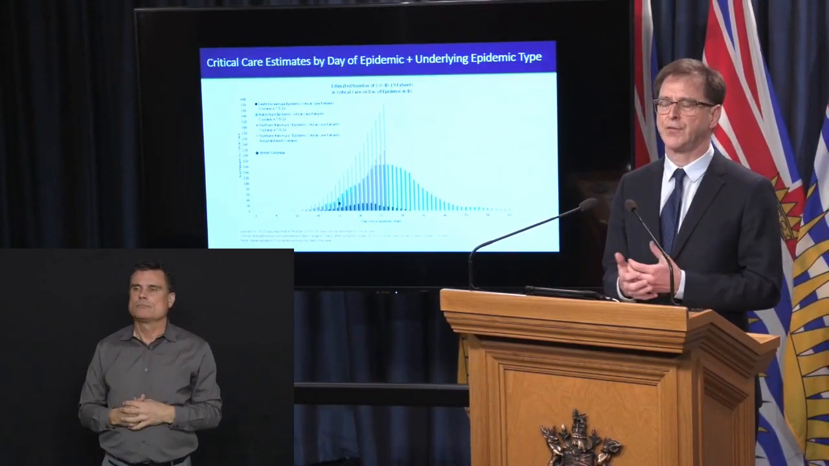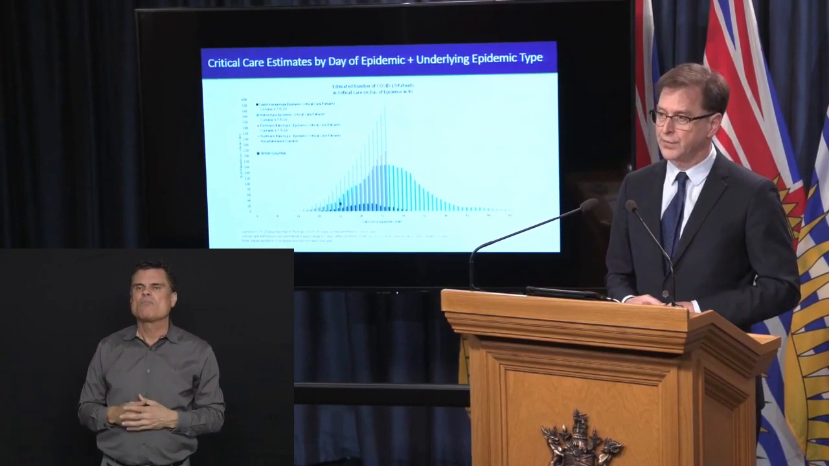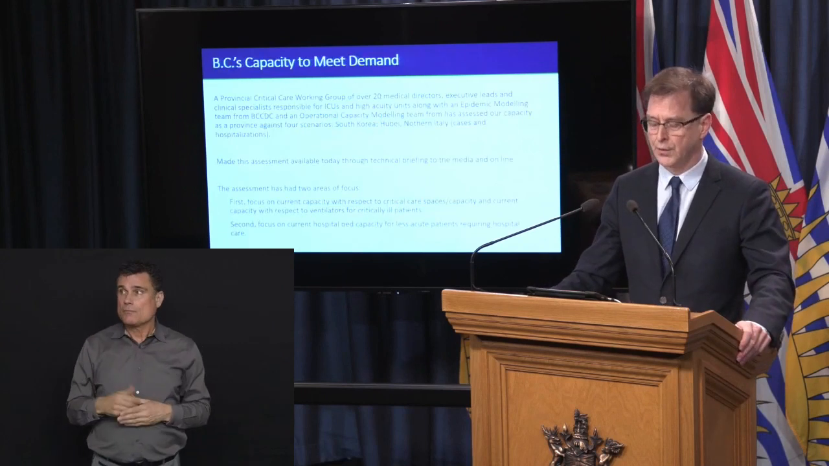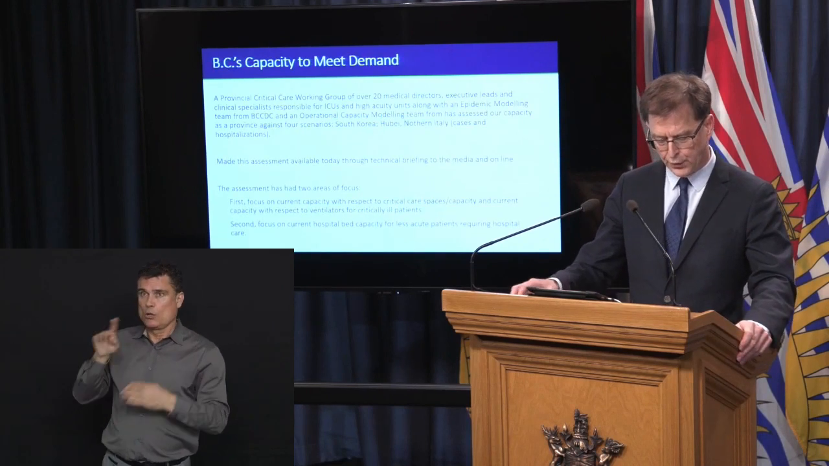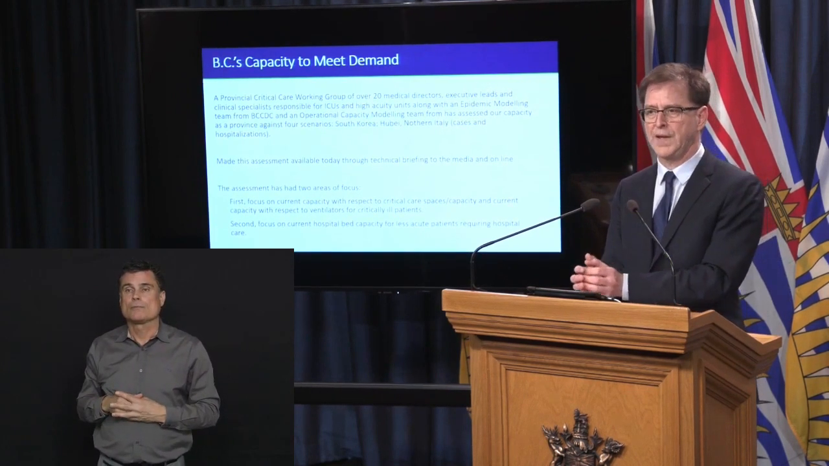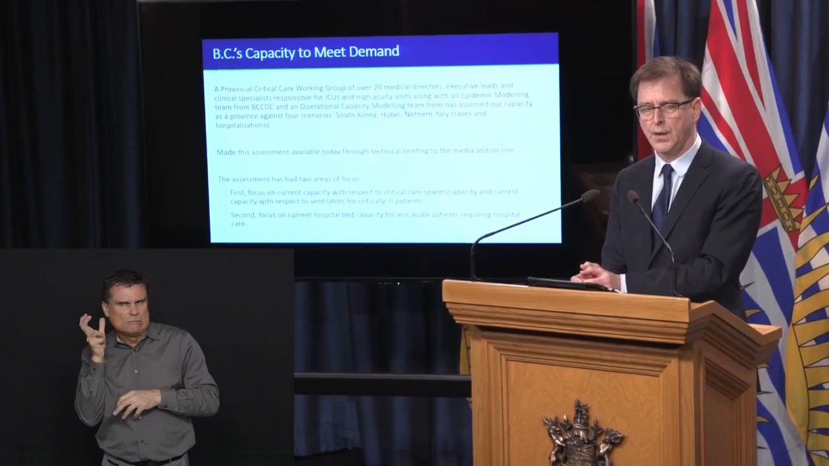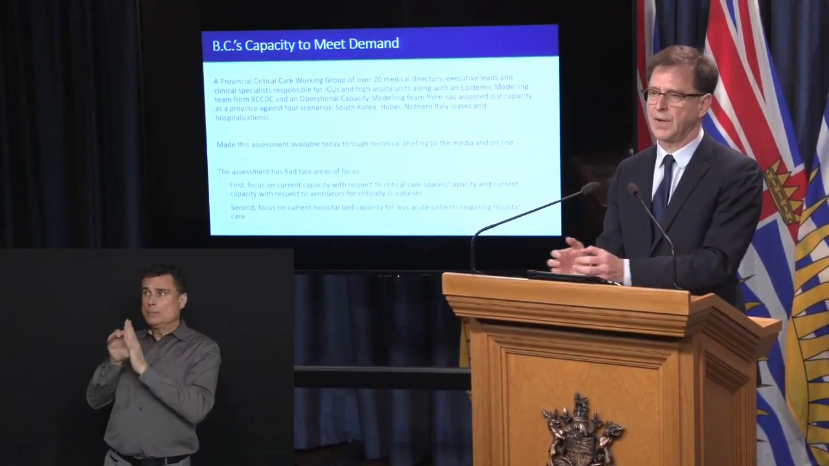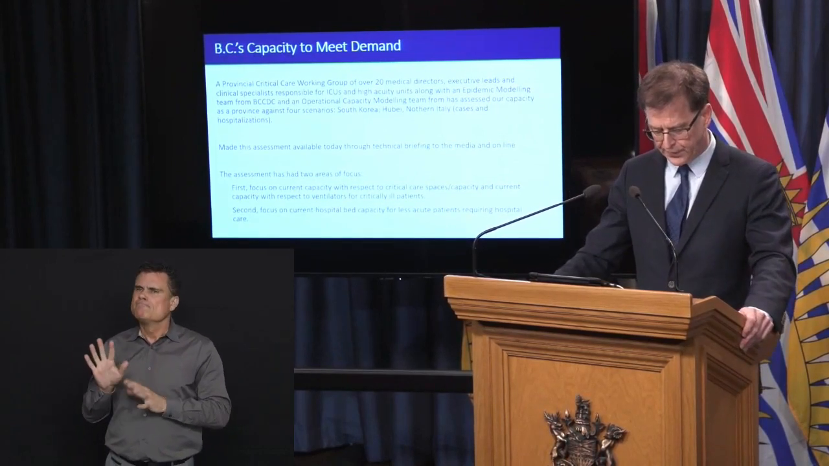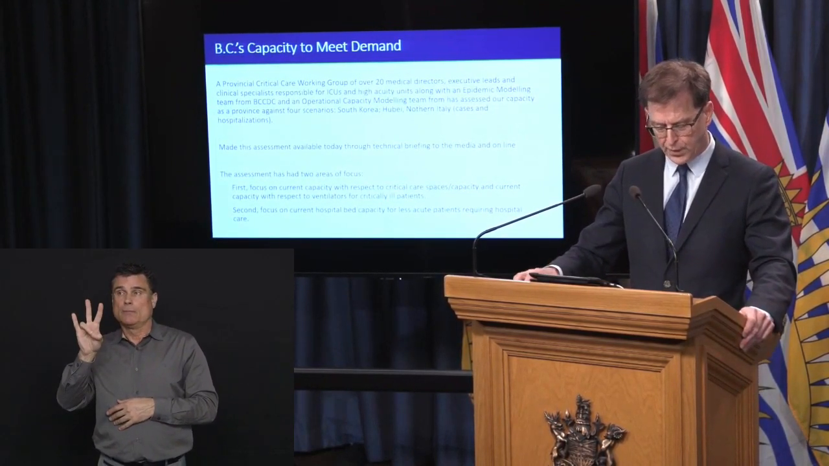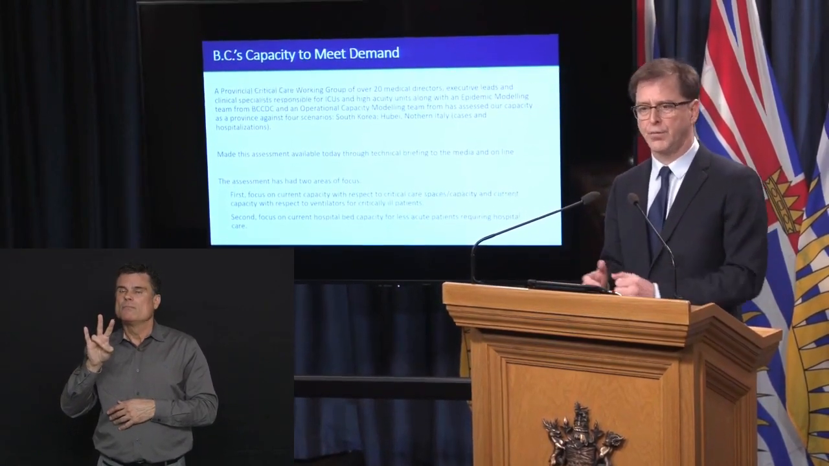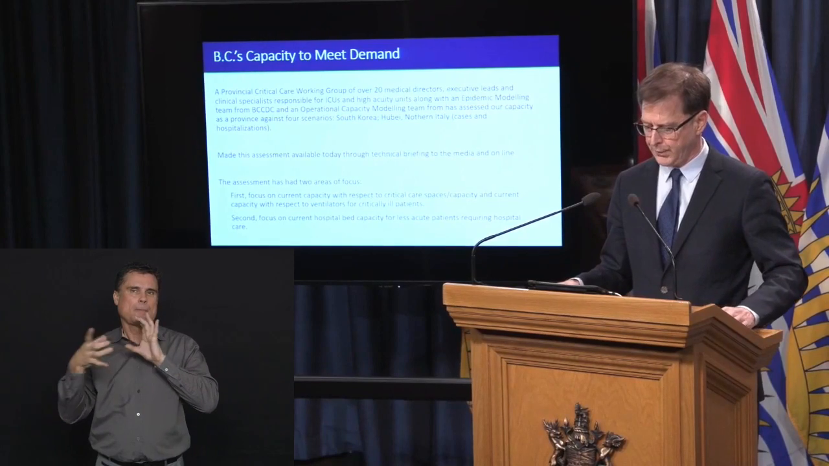The assessment really has 2 areas of focus. The first is our current capacity with respect to critical care spaces and our current capacity with respect to ventilators for critically ill patients. That cohort of patients that will require critical care, and the model assumes that that would be roughly 4.7% of patients. And the second is a focus on current hospital bed capacity for less acute patients requiring hospital care, which is also hospital capacity. That is a larger group of people, between 13 and 14% of patients.